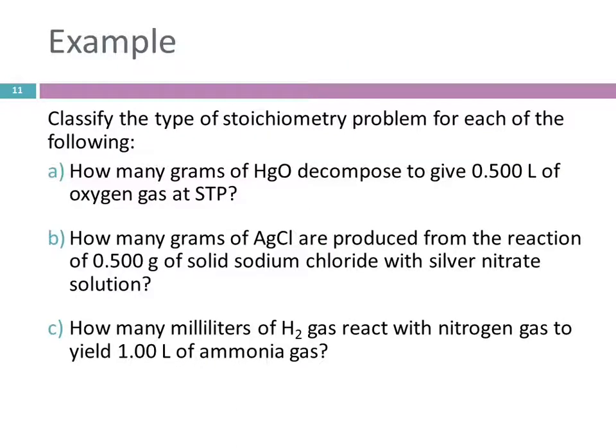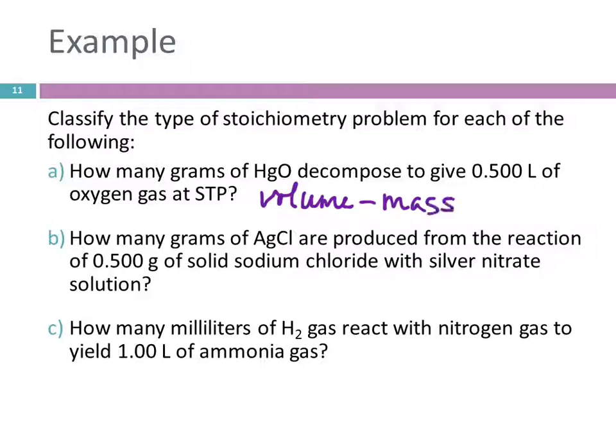Classify each of the following. We're not going to do the problems, we're just going to say, what kind is this? How many grams of HgO decompose to give 0.50 liters of oxygen gas at STP? What did they give you? A volume, and they asked for grams. So this would be a volume-mass or a mass-volume. The order doesn't really matter. So this is a volume-mass problem.